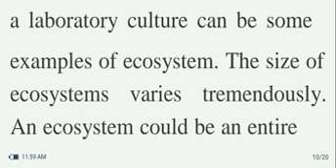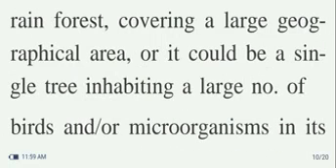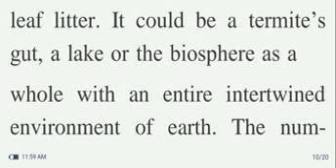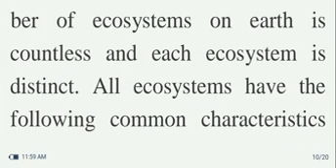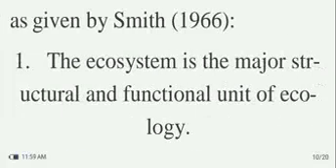An ecosystem could be an entire rainforest covering a large geographical area, or it could be a single tree inhabited by a large number of birds and microorganisms in its leaf litter. It could be a termite gut, a lake, or the biosphere as a whole with an entire intertwined environment of Earth. The number of ecosystems on Earth is countless and each ecosystem is distinct. All ecosystems have the following common characteristics as given by Smith in 1966. The ecosystem is the major structural and functional unit of ecology.